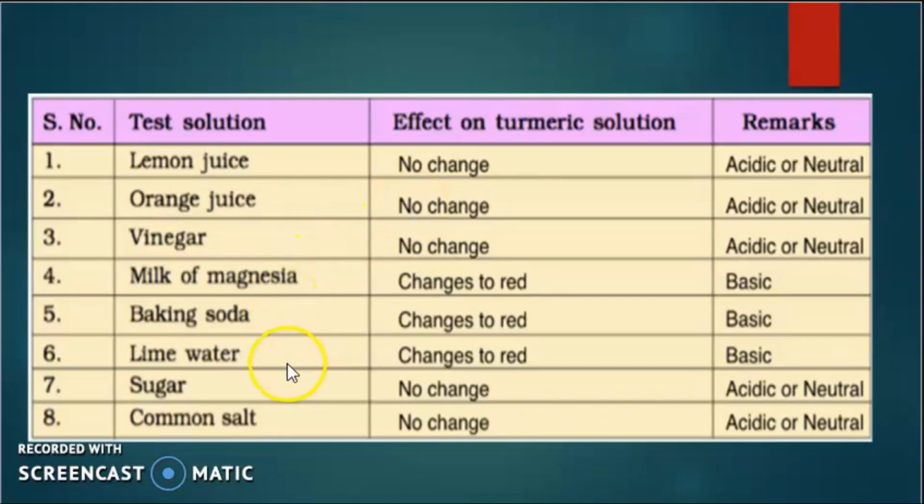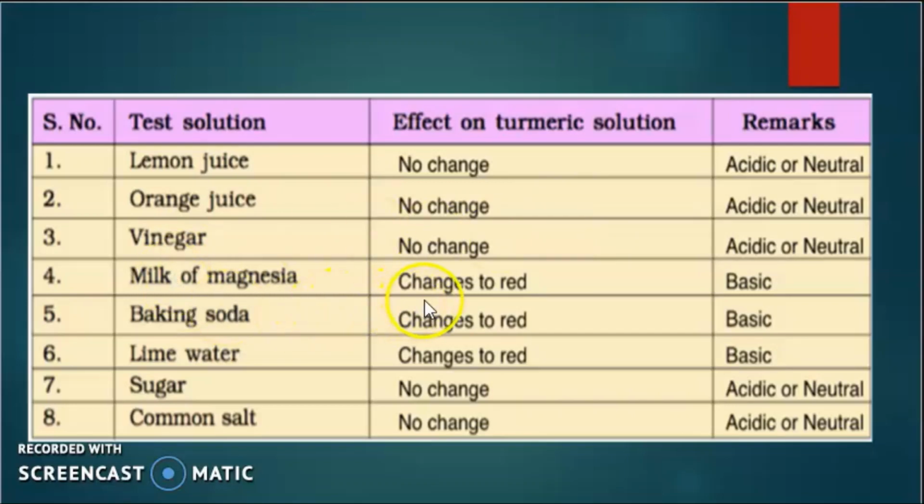So this is the table for different solutions and their effect on turmeric solution. Lemon juice, no change in color, so it is acidic, or it can be neutral also. Orange juice, no change in color because orange juice has citric acid, we have studied. So it will be either acidic or neutral.